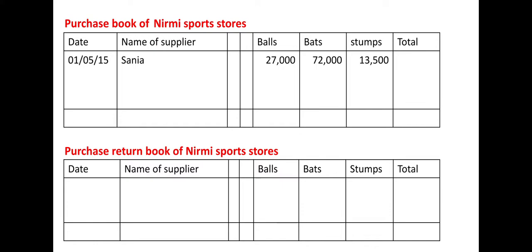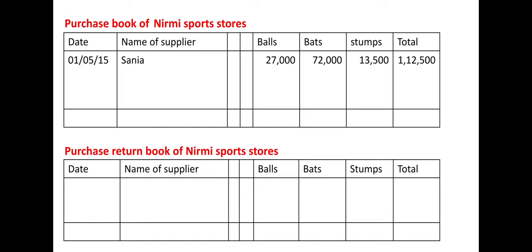Students, so this transaction is over. Now we have to cast the total of all the three items, and it comes to 1,12,500. Trade discount is applicable on all items, whether it is balls, bats, stumps.